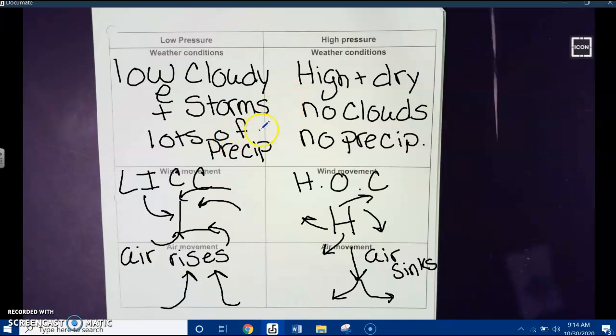And we're going to talk more about these two systems, especially low pressure systems and weather fronts, tomorrow. So what I would like you to do now is in your notes, there is a link to a Google form that I would like you to answer some practice Regents questions.